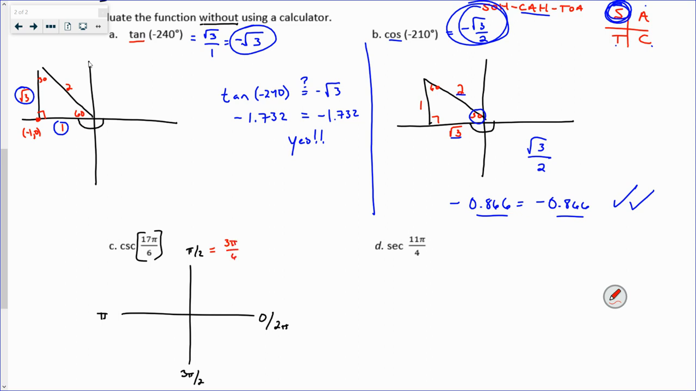Simple fractions, right? This is equal to 6 pi over 6. This is equal to 9 pi over 6. And this is equal to 12 pi over 6. So when I see 17 pi over 6, I know I'm going all the way around. That's 12, right? Which still leaves me with 5 pi over 6. So I go another 3 pi over 6. That must mean that I am in quadrant 2.